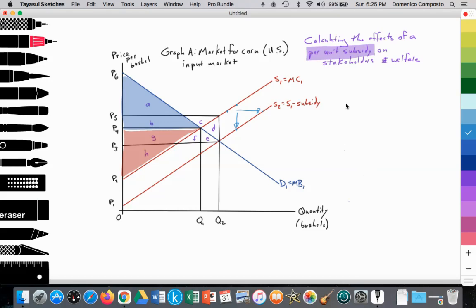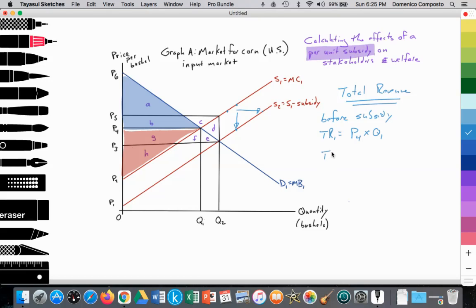So some notes about that. Let's look at total revenue. All right, and just a note about before the subsidy. Before the subsidy, I'll call that the original total revenue 1, it's going to be equal to P4 times Q1, right? P4 times Q1, right? This rectangular area.